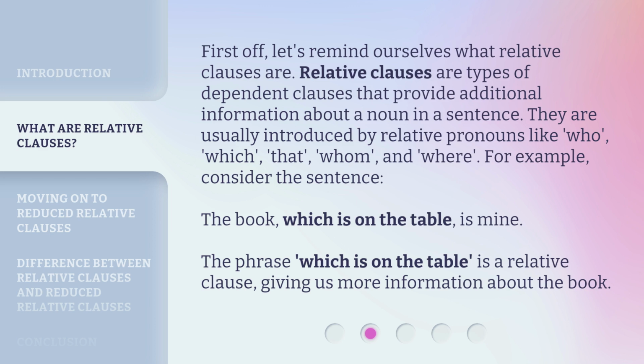First off, let's remind ourselves what relative clauses are. Relative clauses are types of dependent clauses that provide additional information about a noun in a sentence. They are usually introduced by relative pronouns like who, which, that, whom, and where. For example, consider the sentence: "The book, which is on the table, is mine." The phrase, "which is on the table," is a relative clause, giving us more information about the book.